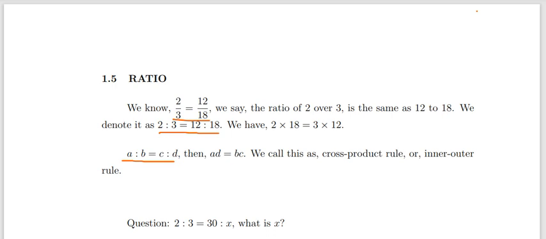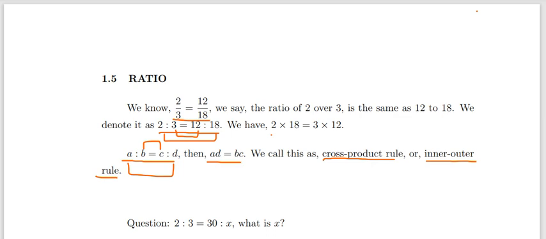So we get this: A times D equals B times C. Okay, from here, like 2 over 3 equals 12 over 18. So 2 times 18 equals 3 times 12. So we call this the cross product rule or in-out rule.